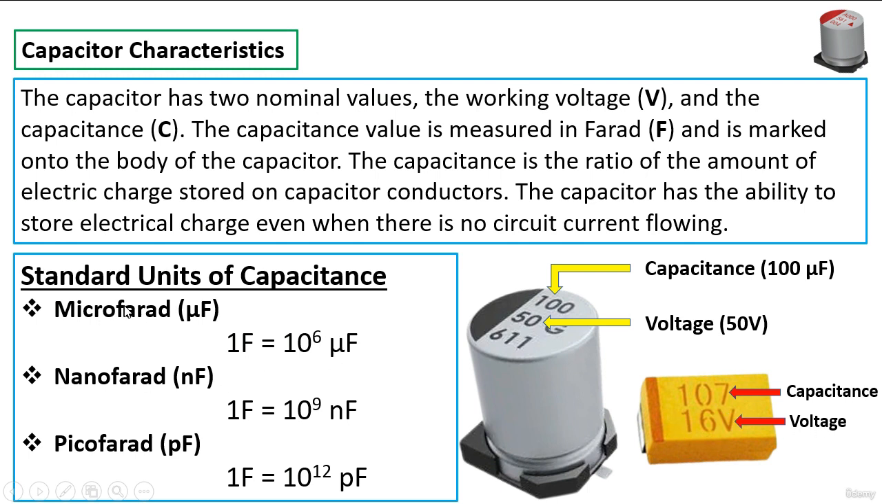So the standard units of capacitance are basically three main standard units: the microfarad, the nanofarad, and the picofarad, okay? So 1 farad equals 10 power 6 microfarads, and 1 farad equals 10 power 9 nanofarads, and 1 farad equals 10 power 12 picofarads.